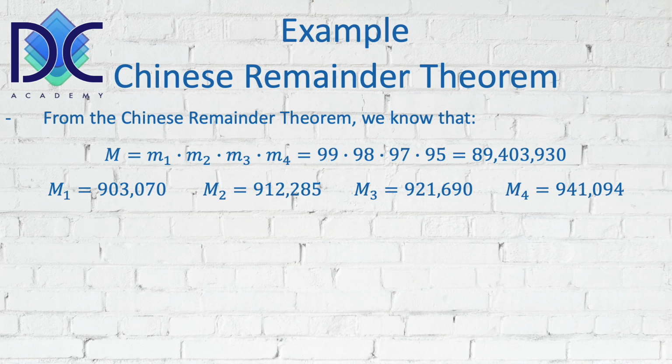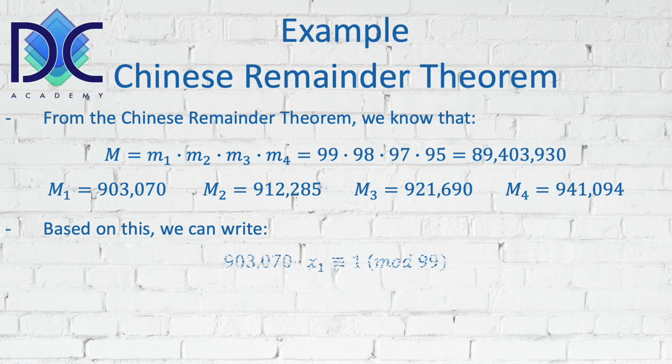And we find capital M index 3 is 921,690. And finally, capital M4 is equal to 941,094. Based on this, we can write that 903,070 times x1 is congruent with 1 modulus 99. We can also write for the second variable x2 that it's 912,285 times x2 is congruent with 1 modulus 98.